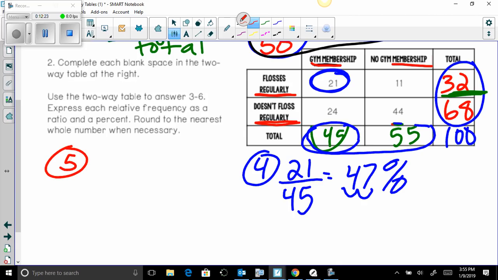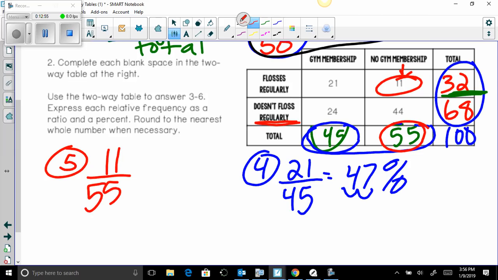Number 5. Of the people who do not own a gym membership, what is the relative frequency of people who floss regularly? So I want the people who don't own a gym membership and floss regularly. Well, no gym membership is here and floss regularly is here. So 11 people. Out of how many? How many people don't own a gym membership? That would be 55. So 11 out of 55. And if I use my calculator to divide, I would get 0.20, which, move it over, is 20%.